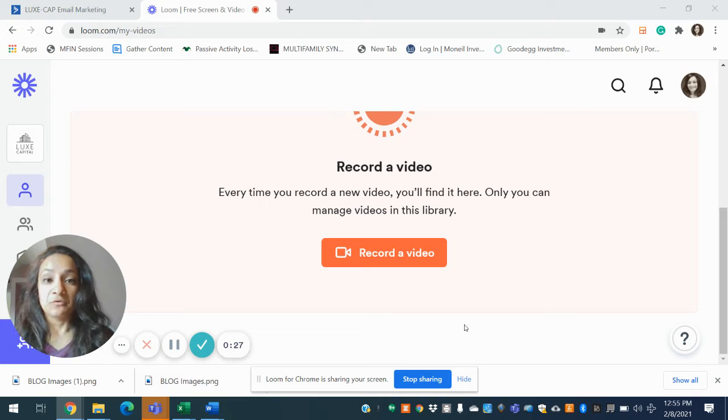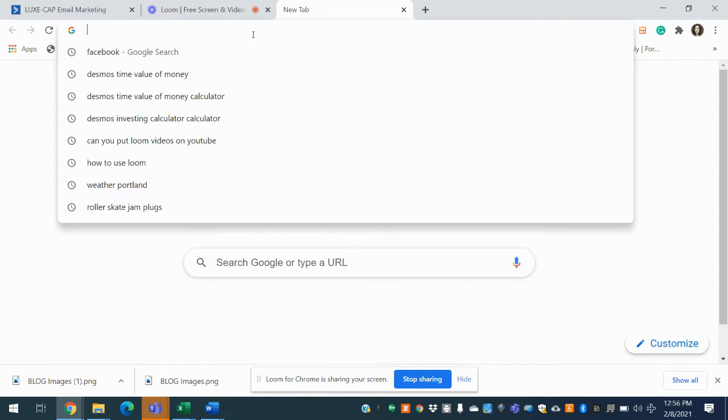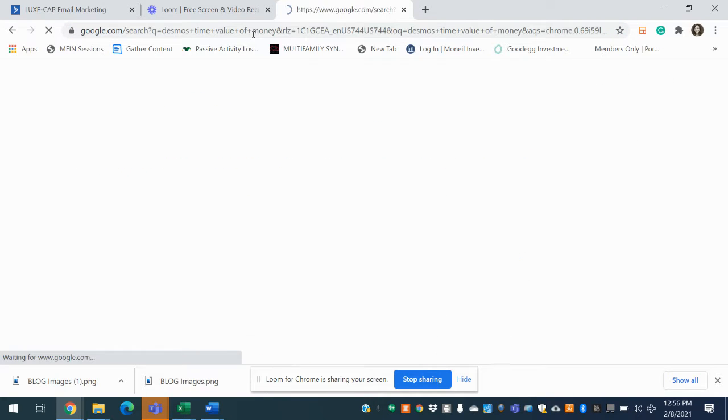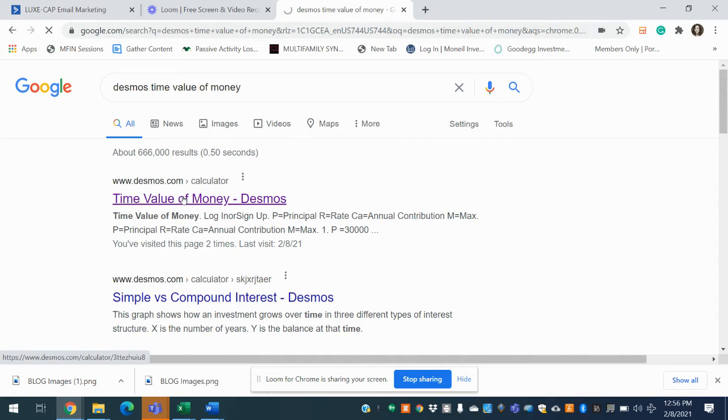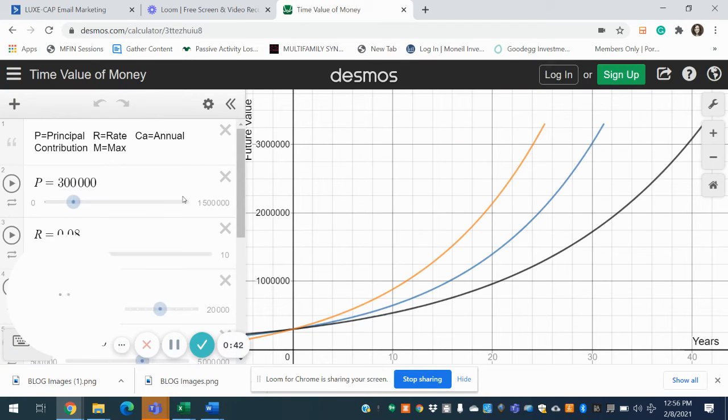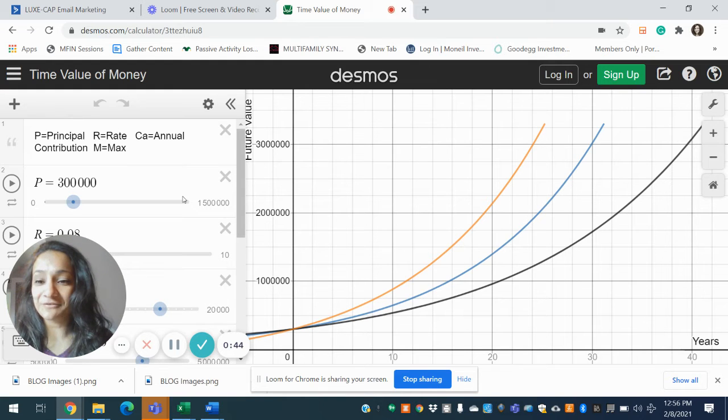So, the first thing that we're going to do is we're going to go find the calculator. I'm going to type in Desmos time value of money into Google, and here's the calculator. So this is what the screen will look like when you first go there, and we're going to adjust these variables on the left-hand side.